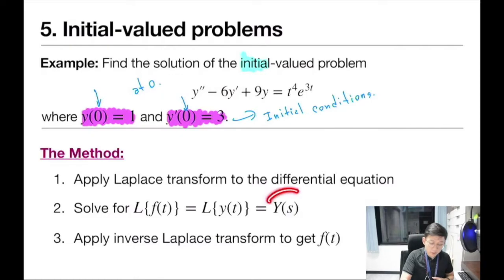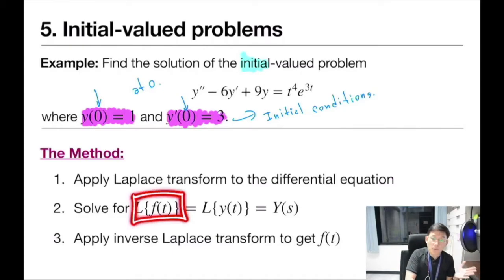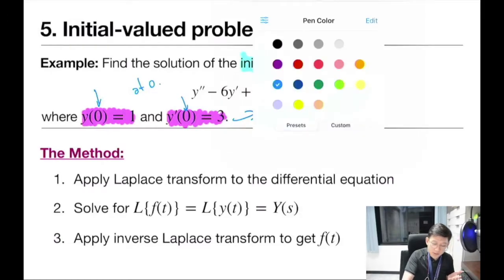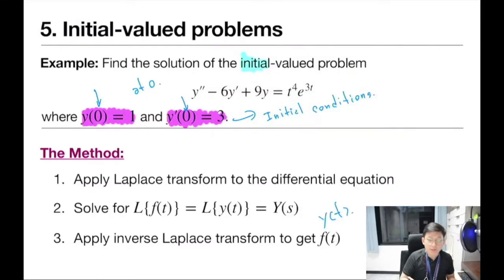In this case, there's no f, so it's going to be the Laplace transform of y. We call that big Y(s), instead of big F(s), because there are only y's here. And after we get the Laplace transform Y(s), we apply the inverse Laplace transform to get f(t), in this case y(t). It's not clear here how to do that. It's abstract, but I give you these lines so that when you come back and see, it's going to be much clearer.